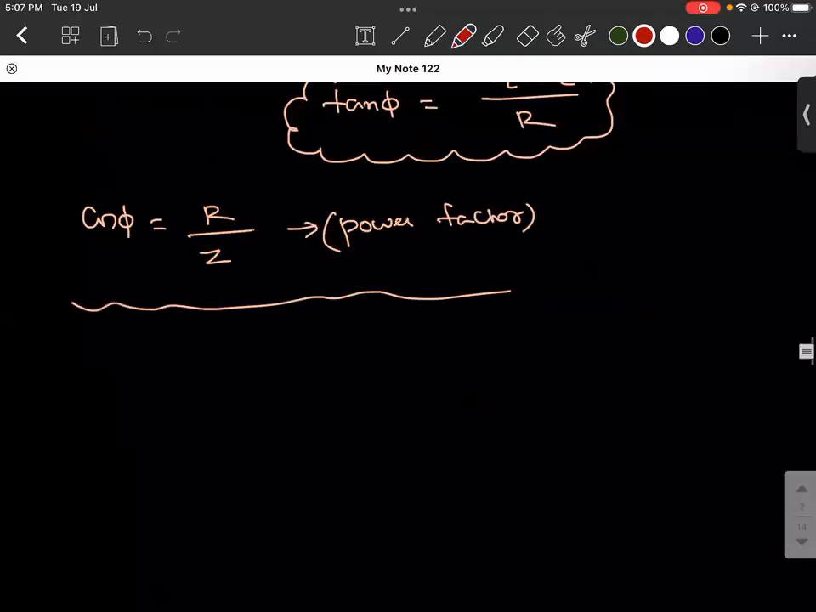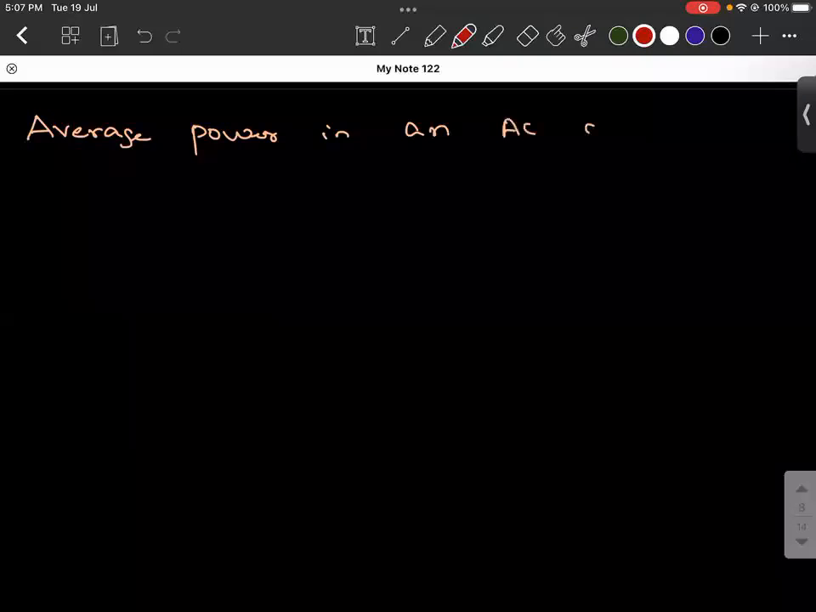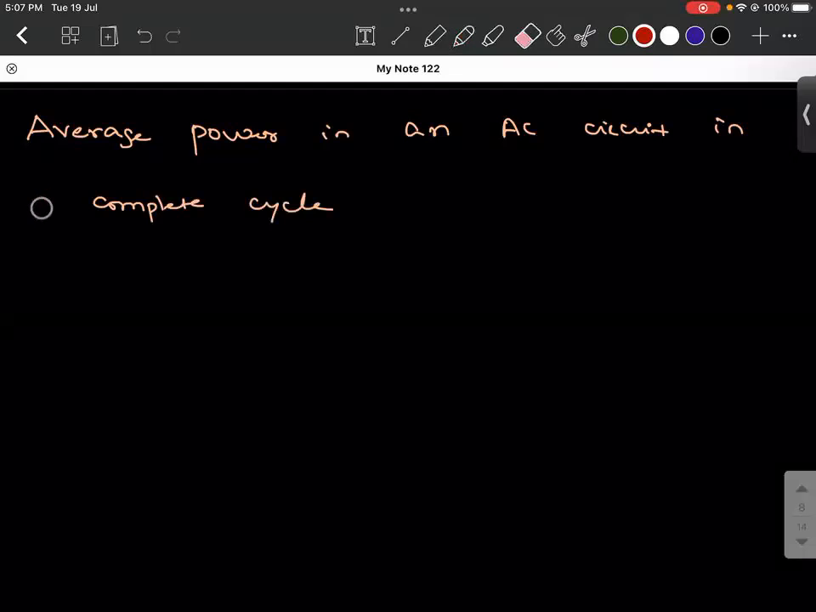Now, based on all these concepts, let's go to the next concept, that is average power in an AC circuit in a complete cycle. Okay.